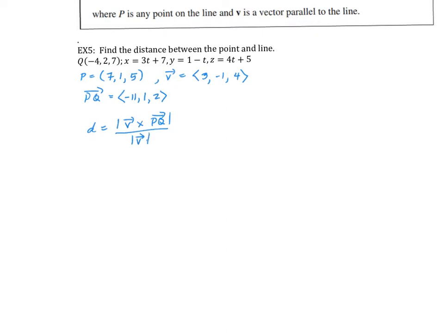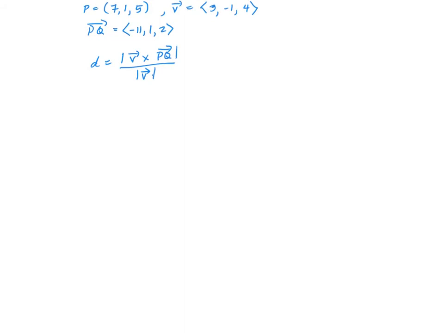The first thing I want to do is compute the cross product. So remember, when we do our cross products, we have to do it in a specific order. It's the order that it's written. So we're going to have an i vector, a j vector, and a k vector. Sorry, I'm trying to write too fast. Where the v vector has got to come first. So we have the 3, -1, 4. And then the PQ would be the -11, 1, 2.